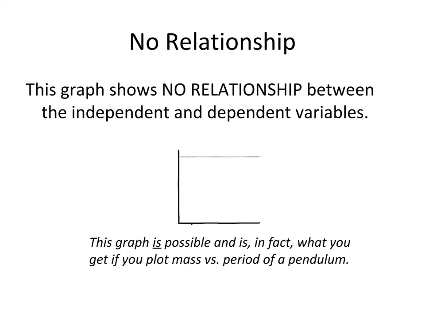If we see a graph like this, this shows us that there's no relationship between the independent and the dependent variables. That doesn't mean that your experiment was a waste of time. It could be valuable information to know that there's no relationship there. In this example, this is exactly what we would expect for our experiment for mass and period of a pendulum. It turns out that mass has no effect on the period of a pendulum.